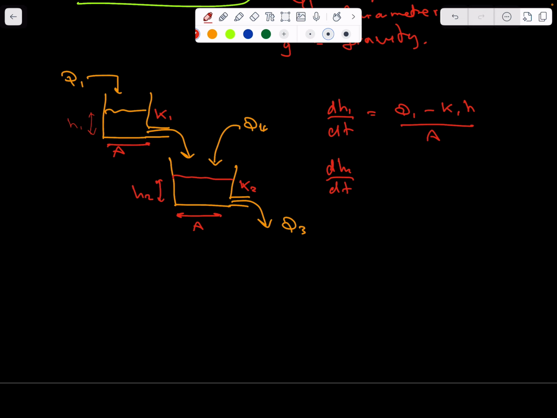Now for the second tank, however, I've got a couple of things happening. I've got two things coming in and 1 thing leaving.